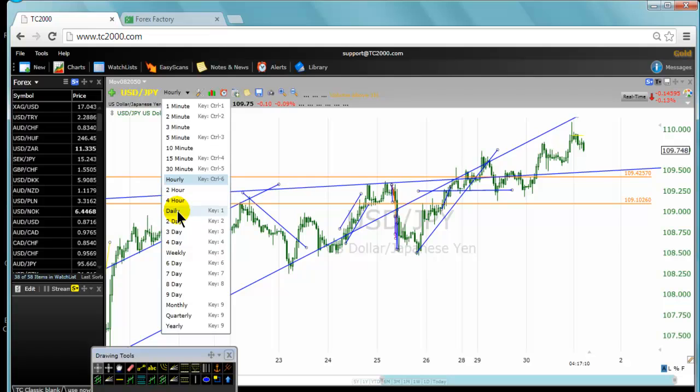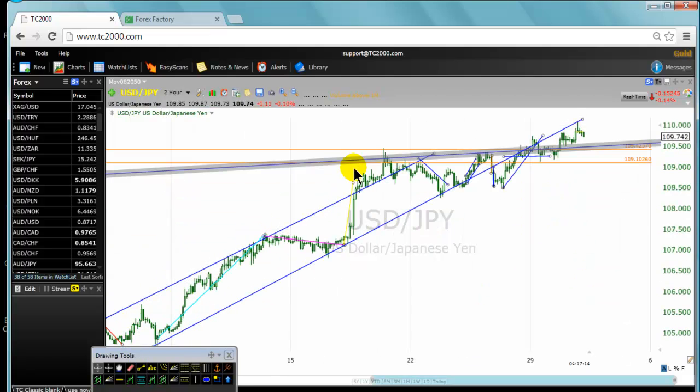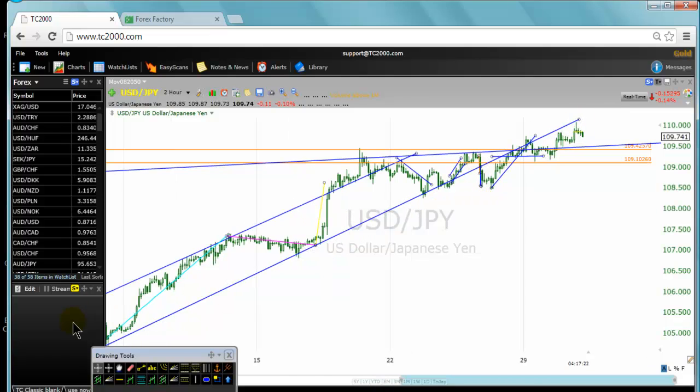I'm going to change my time frame now, go to the 2-hour chart so I can see more data. In this 2-hour chart, you can see that the dollar yen was in a rising channel. And here it came out of it, and then it's testing the edge of the channel. I can also project the equal size of the channel here, and draw another channel here.